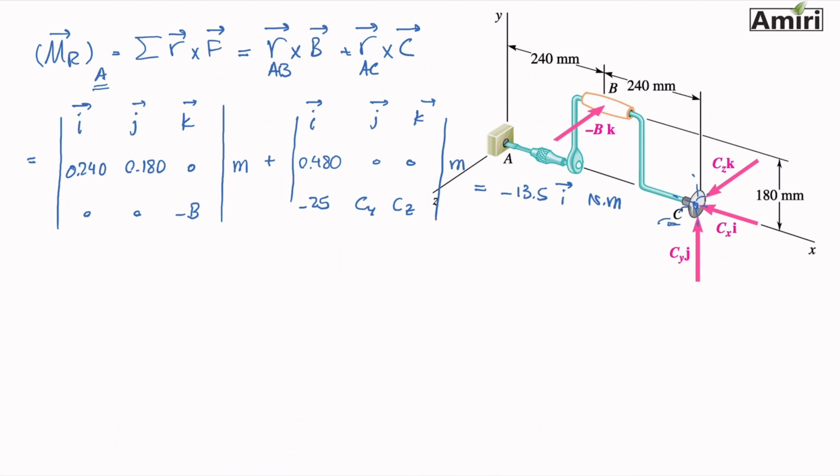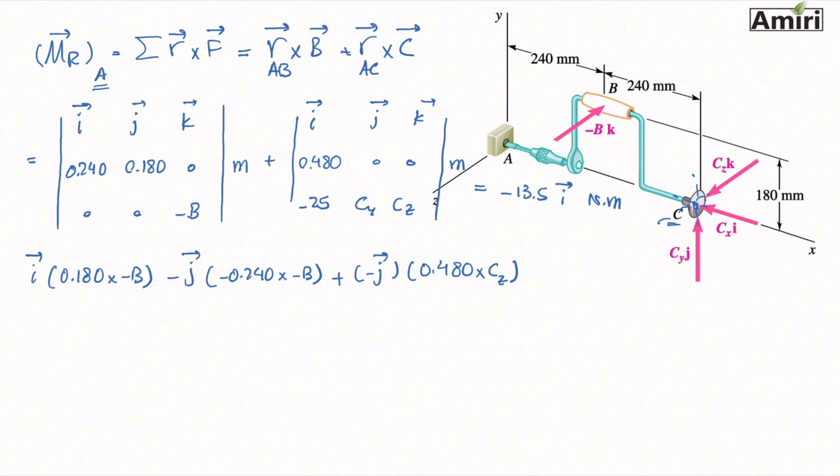This is what the problem gives us. So let's do the math here. So quickly we do I 180 plus minus B minus J 40 minus B. The second one is going to be minus J 480.